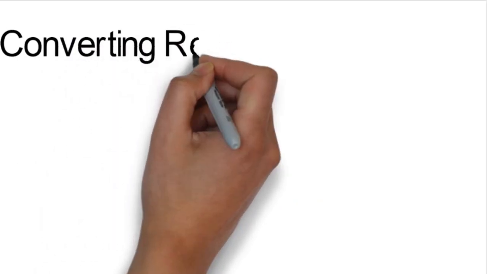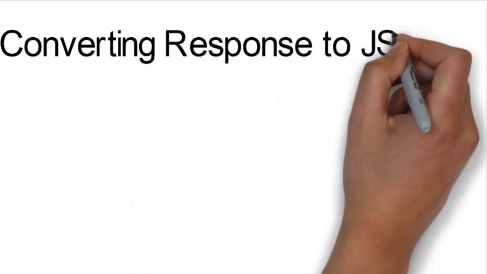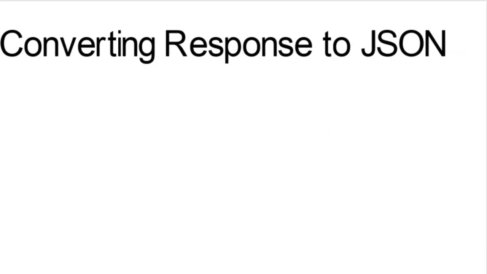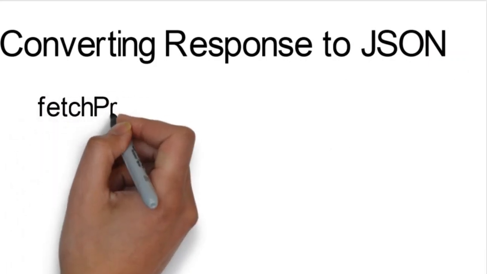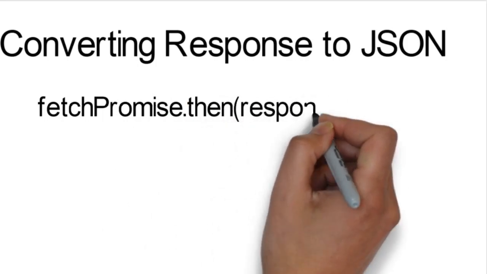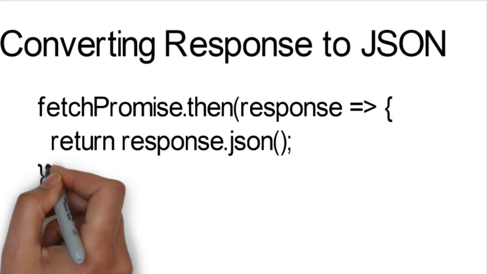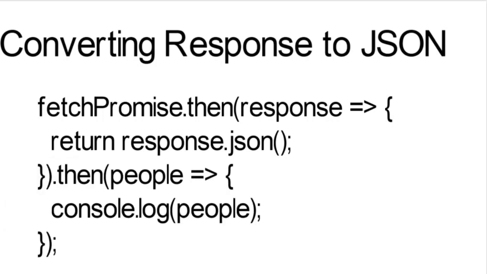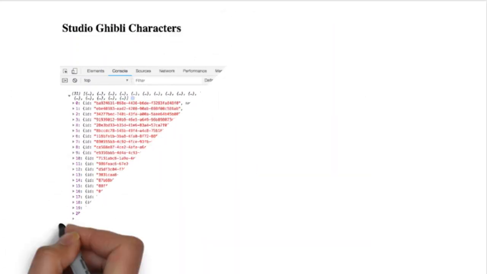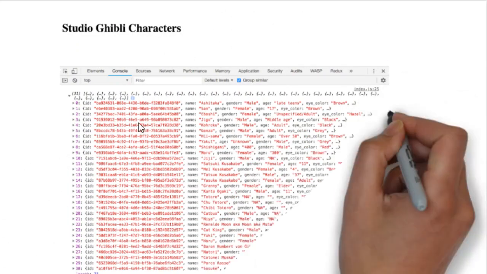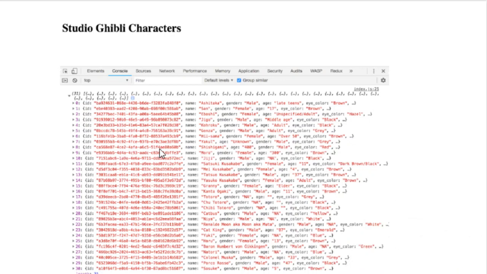Now we need to convert this response into JSON so that we can parse this and display it in our application. For this we will be using the dot json method. You can see that first of all we are getting the response and we are returning response.json. This again returns a promise that we need to execute by again using the dot then function, and this we are console logging, that is people. If you open the console here, you will see the full response which is coming from the API in the JSON format.